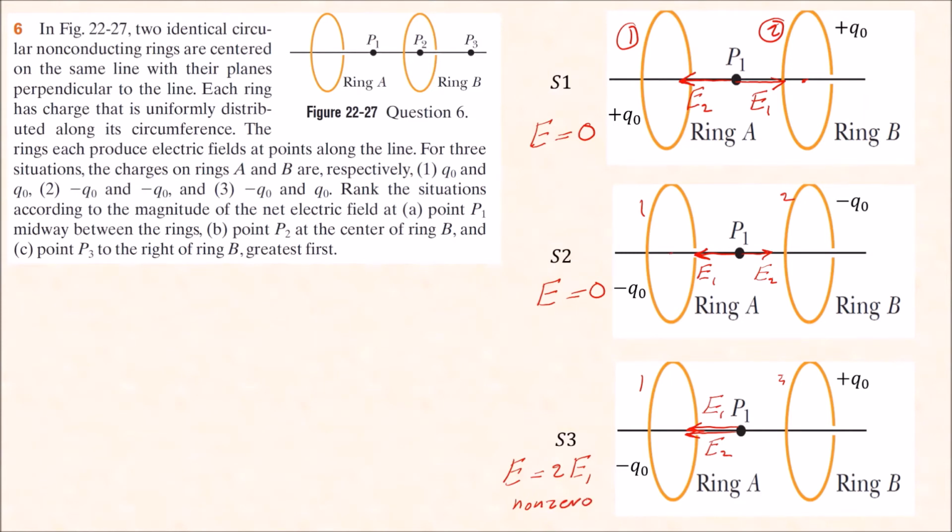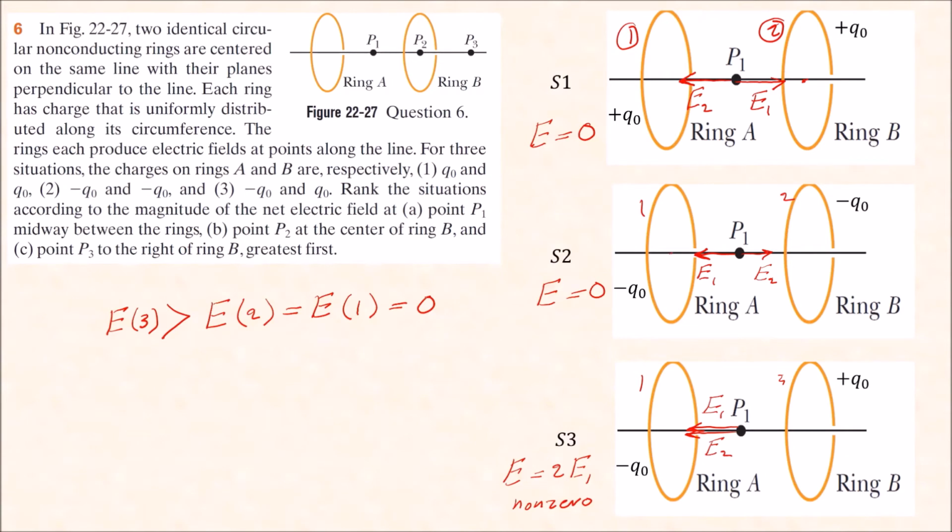So you see that 2 of them are 0, this one is non-zero. So the ranking is: in situation 3 it is non-zero, so it's bigger than E in situation 2, which is equal to E in situation 1, which is 0. All right, the next one will be easier.